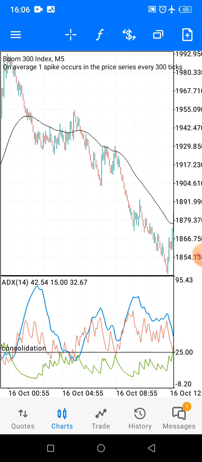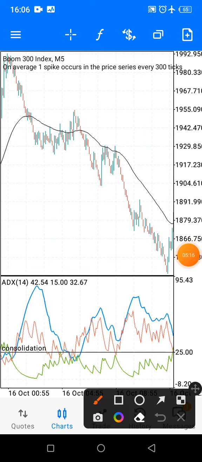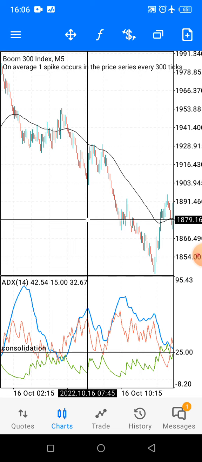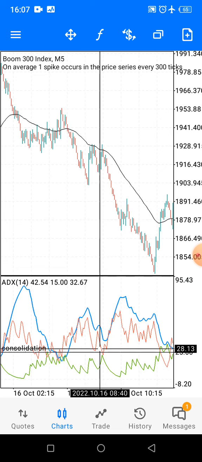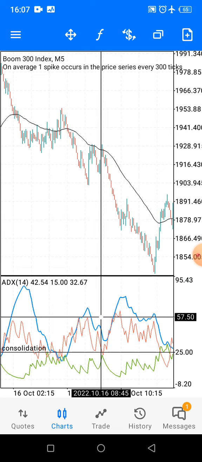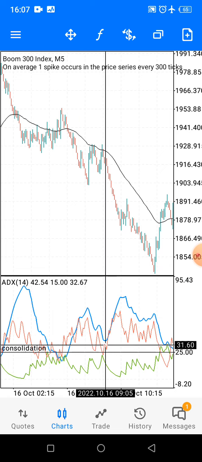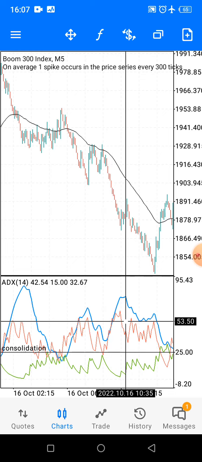So right here, firstly, my first condition is that the candlesticks go below the black moving average right there, right? So if the candlesticks are below the black moving average, I'm looking for my sales, right? Then the second condition is that the blue line on the ADX is not below the level 25, right?